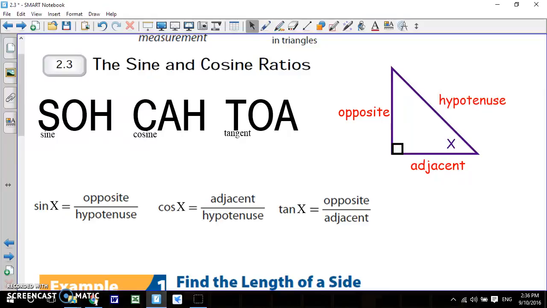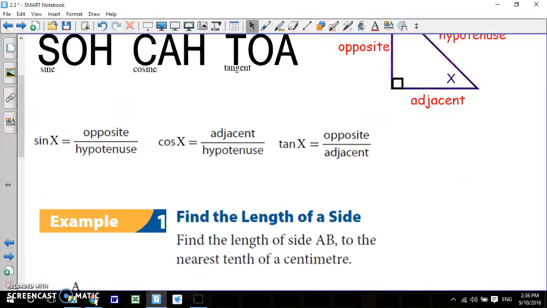Similarly, cosine X is CAH. So cosine X is A for adjacent over H for hypotenuse. And the third trig ratio is called tangent. So from TOA, we know that tan X is O for opposite over A for adjacent. So let's see how we can apply this to solve some triangles, to find missing lengths or missing angles in right triangles.